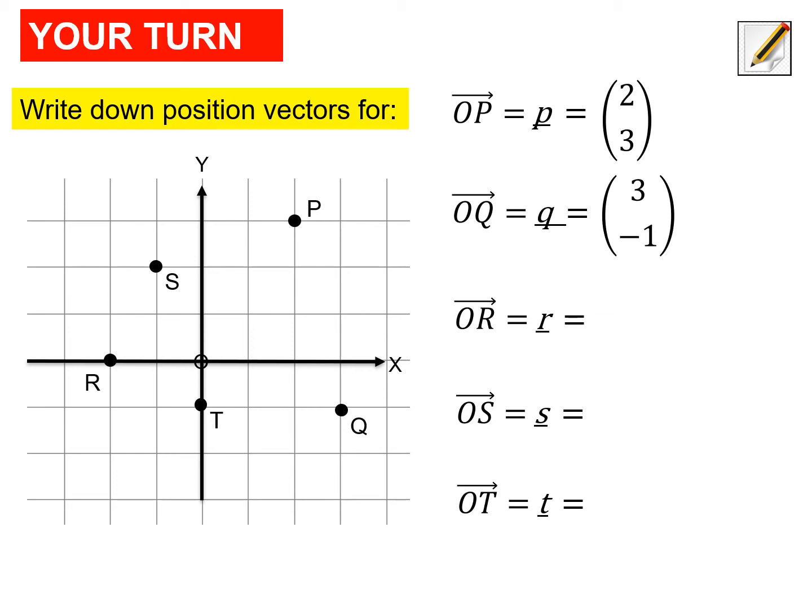To get from the origin to R, we need to go 2 to the left this time, and then there's no vertical movement, so the vector r underlined is minus 2, 0. Vector S, going from the origin to point S, we need to go 1 to the left and 2 up, so that would be minus 1, 2. And then lastly, to get to the point T from the origin, the vector lowercase t would be, there's no horizontal movement, just 1 down, so that would be 0, minus 1.